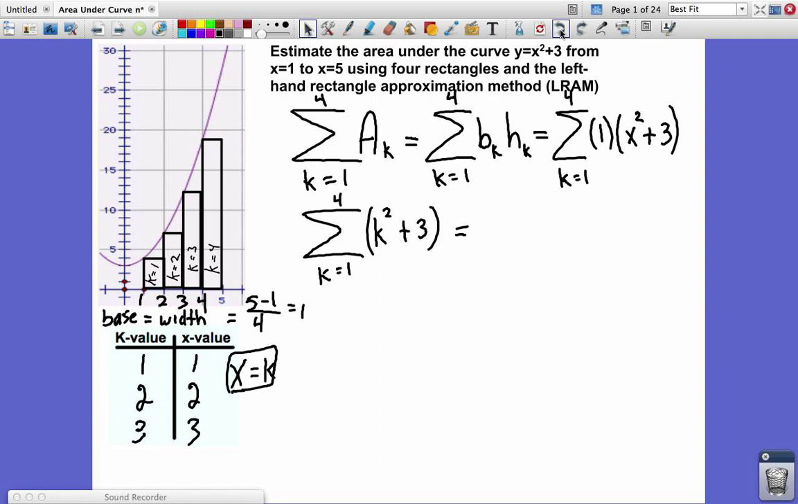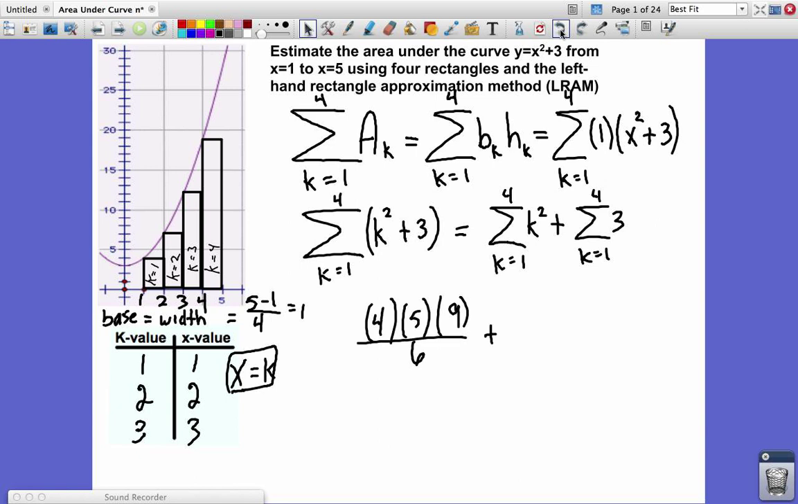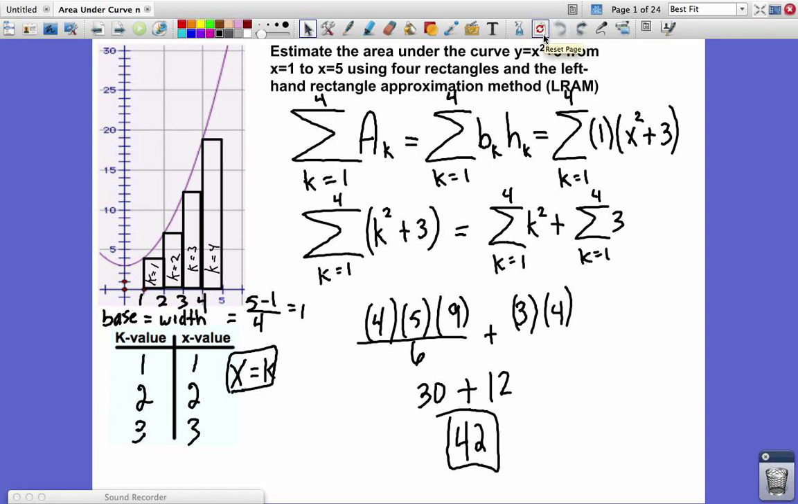Now we're ready to evaluate. We break apart the sigma, plug in the formula for k squared, plug in the formula for a constant, and we evaluate 30 plus 12, grand total of 42. That would be the underestimate for the curve y equals x squared plus 3 for 4 rectangles.